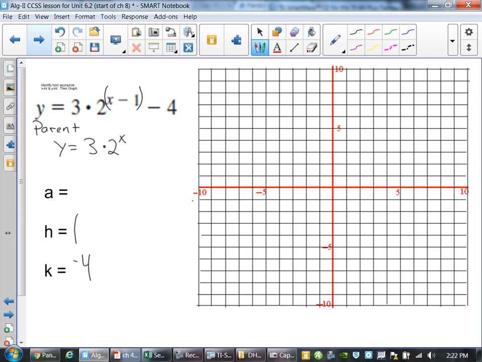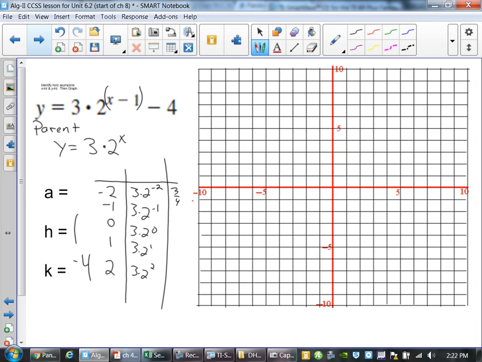So if I go back to my parent function, I'm going to pick those 5 points real fast, negative 2, negative 1, 0, 1, and 2, because they're the easiest numbers to work with. They're always the easiest ones to work with. And you just go through the order box. And I get those values. 2 to the negative 2 is 1/4. So 3 times that, we get 3/4. I get 3/4, 3/2, 3, 6, and 12. You okay with that? I know that this is the parent function, therefore it has a horizontal asymptote where? At 0, good. So I know right away I have a horizontal asymptote at y equals 0.